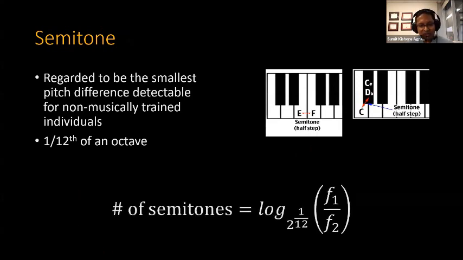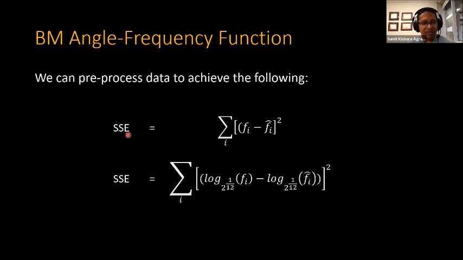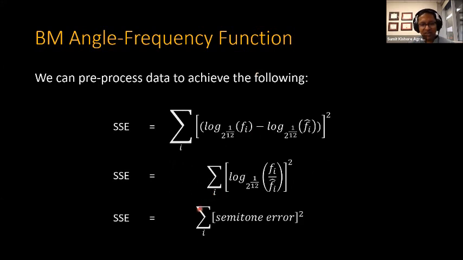And then this is a formula you can use to calculate the number of semitones between any two given frequencies. So if we look at semitone as our loss function that we're trying to minimize, we can actually, instead of looking at the difference in frequencies, start to look at the difference in semitones. And if we simplify this down, in the end, all of our mapping is going to try to minimize the semitone error across the whole range of frequencies.